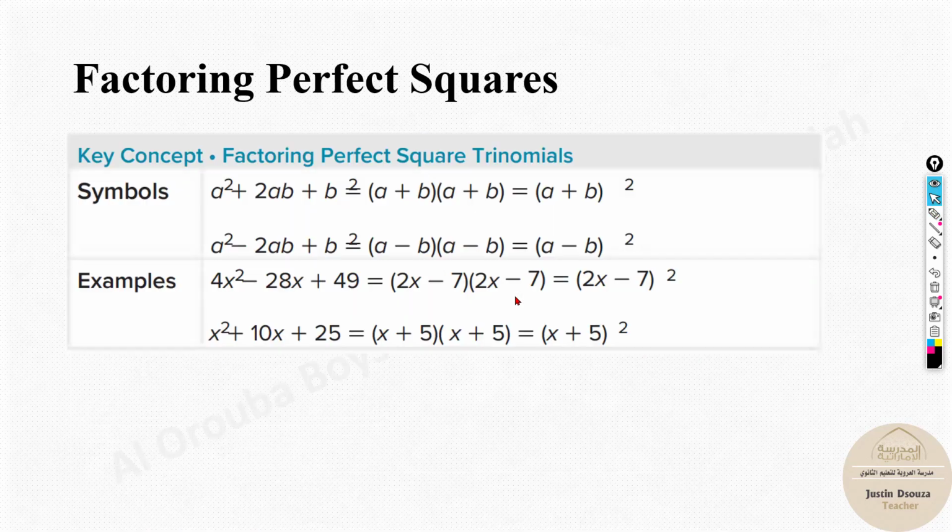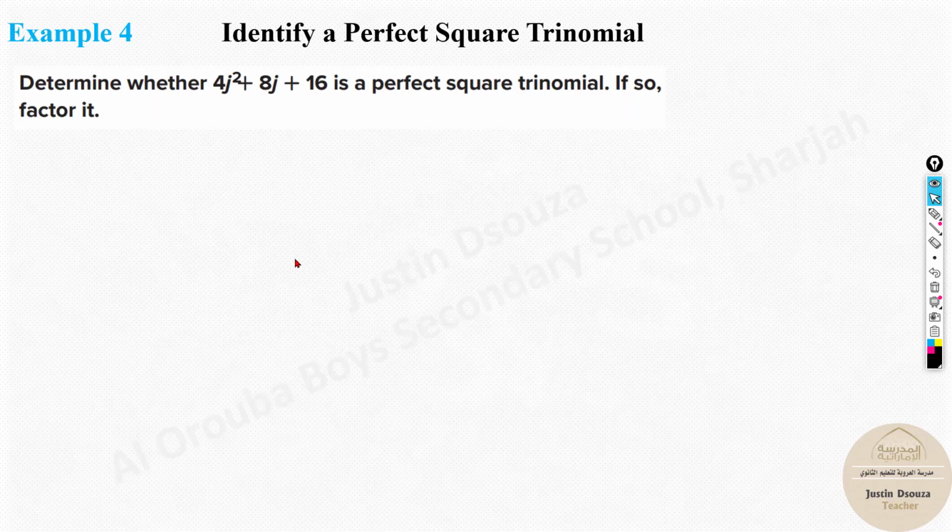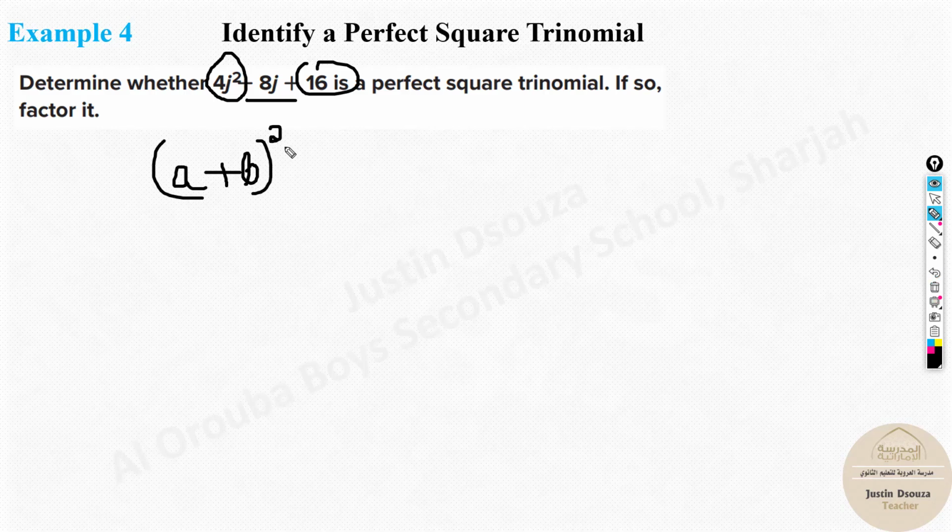There are many ways you can follow any of the methods. We will see a problem here. They have asked us to determine whether this is a perfect square or not. First thing, look at this, and then the middle term. You must realize it is (a plus b) the whole square equals a square plus 2 times ab plus b square.